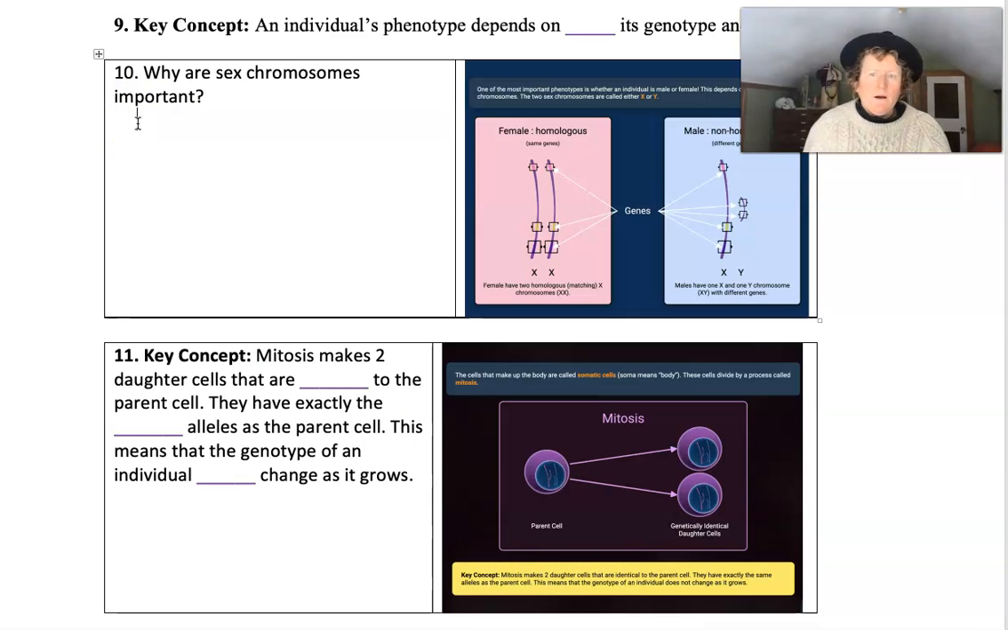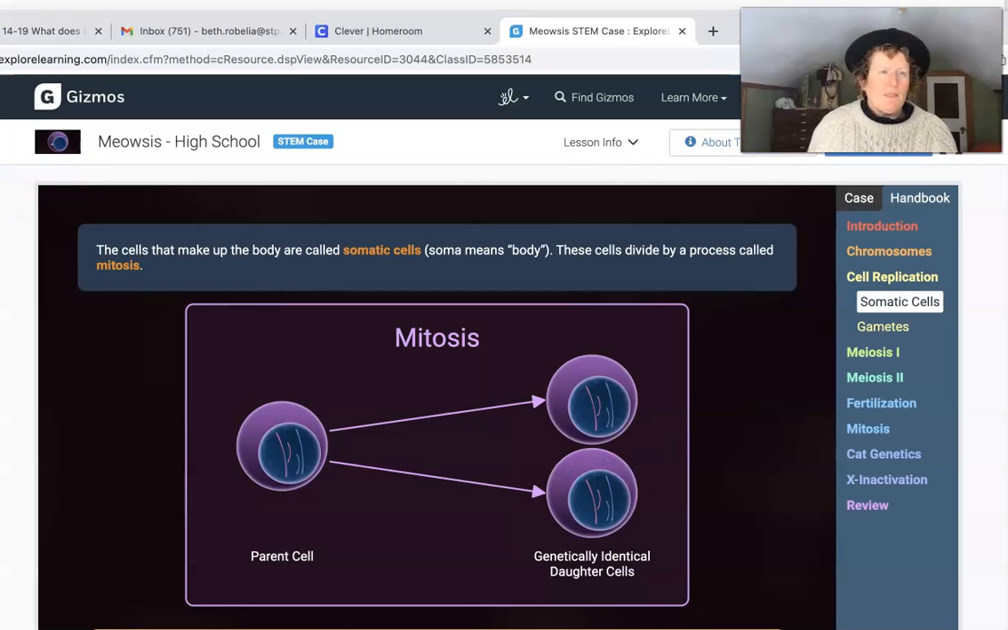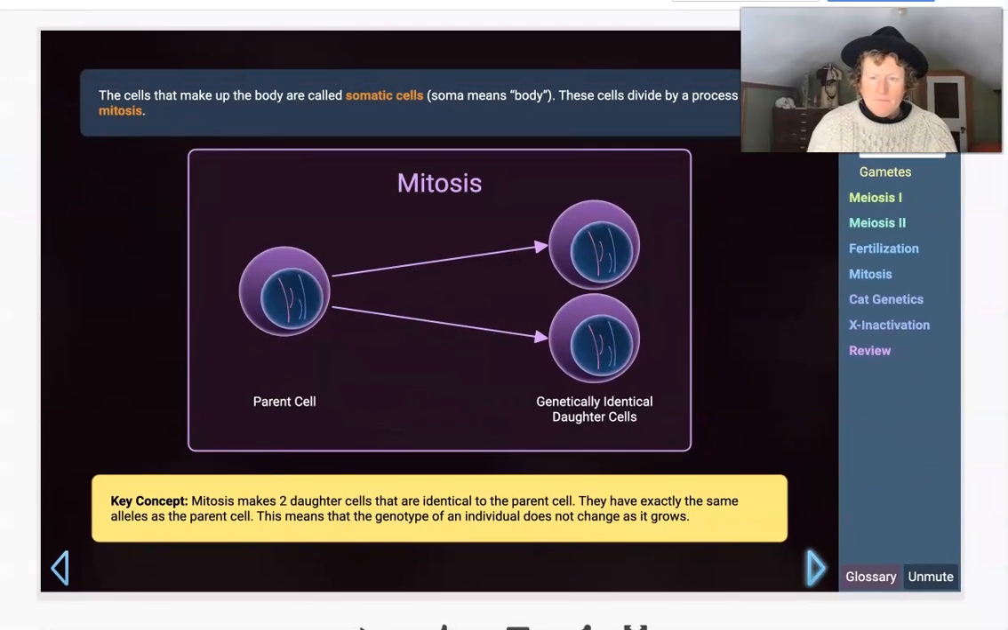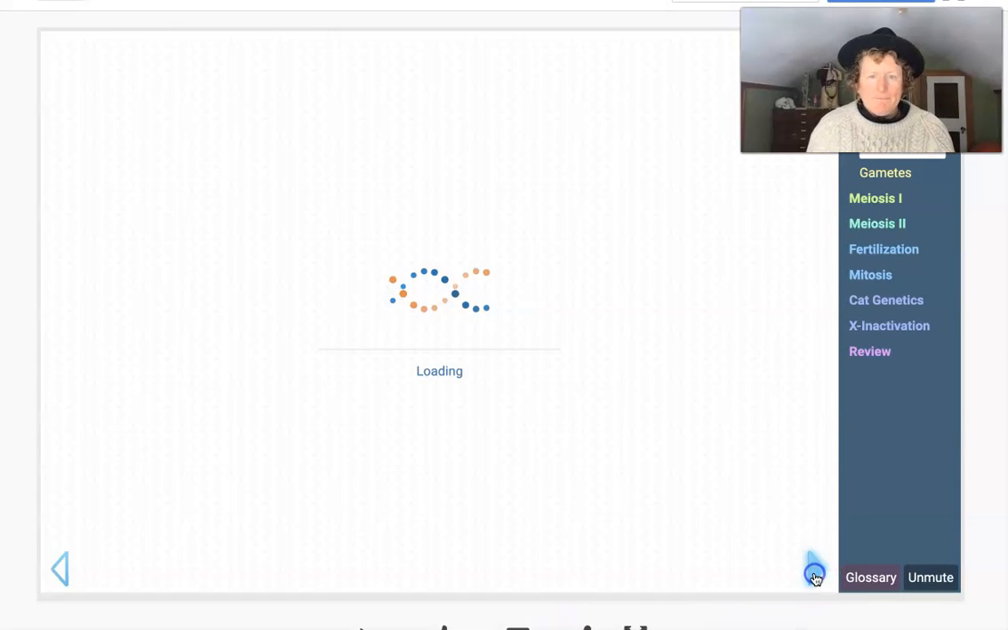Sex chromosomes are important because they determine the sex of the organism. Are you male or are you female? Now, if you're human, you don't get to choose your sex chromosomes. Your gender you get to choose, but your sex chromosomes are something you're born with. If you're biologically female, you can choose your gender to be male, but biological sex and gender are different. Let's continue here.